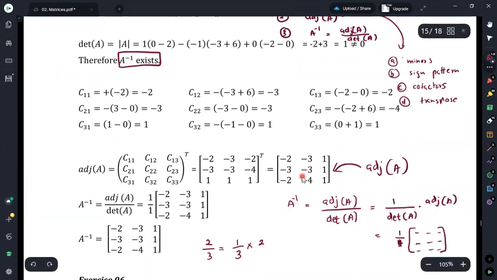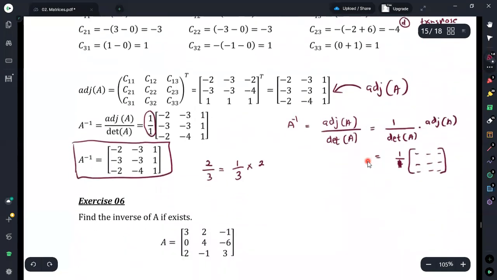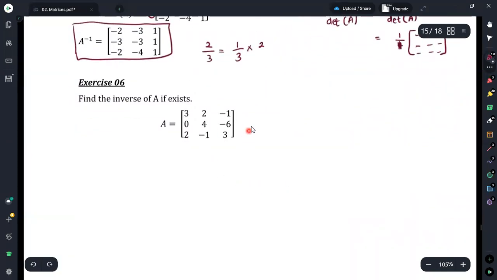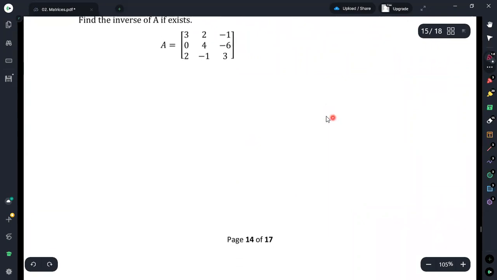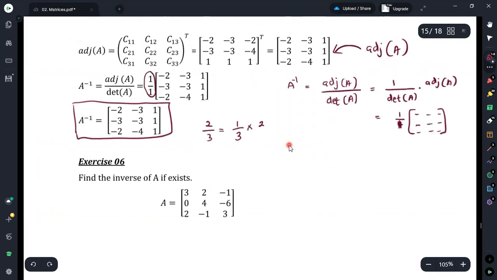But for our calculation, we have obtained the determinant as 1. That is why it is 1 over 1 times this adjoint matrix. Therefore, the inverse of the matrix would be exactly equal to the adjoint matrix, because we have the determinant as 1. Okay, this is an exercise given for obtaining the inverse, and you can try it by yourselves to become familiar with obtaining the inverse of matrices.